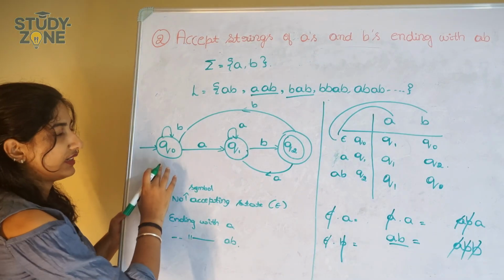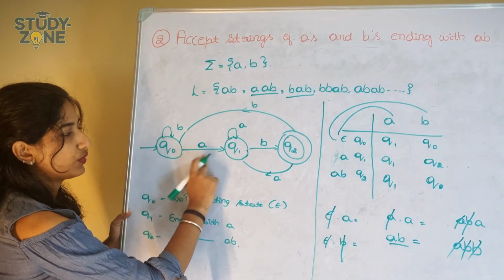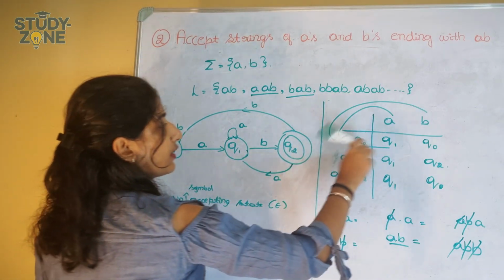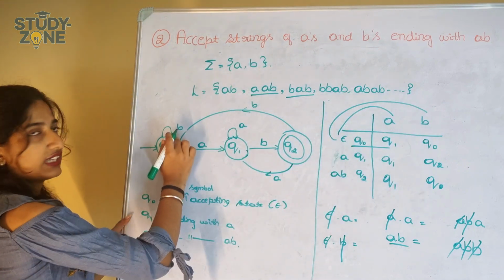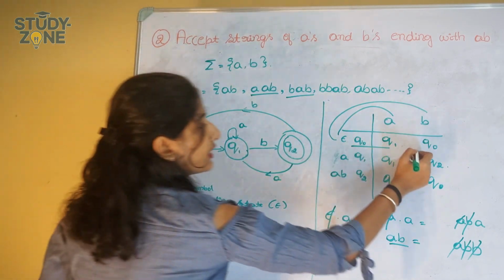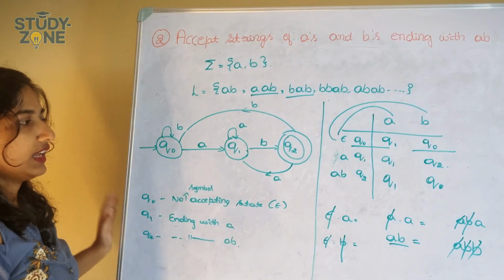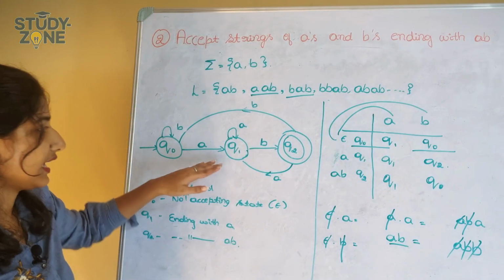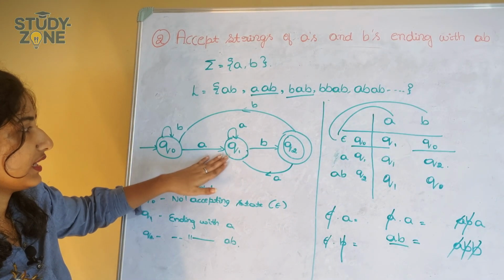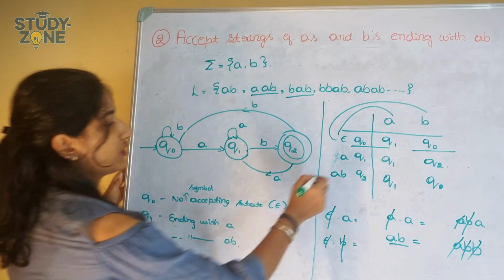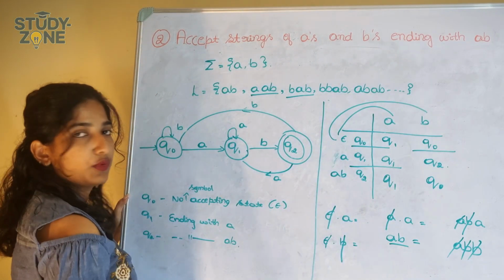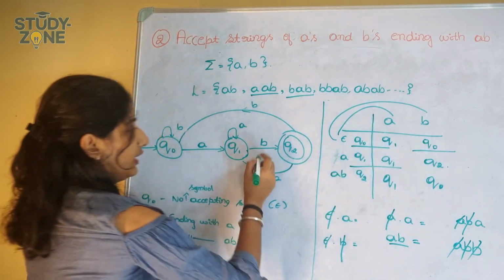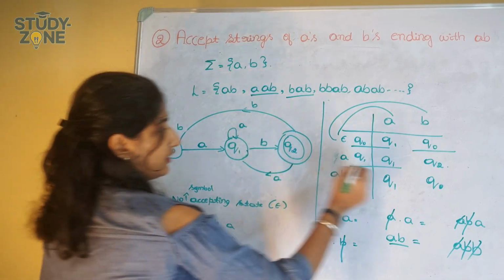So here if we get A on Q0, it is moving to state Q1. It's right. This one is right. If we get B on Q0, it will stay in the same state Q0. Yeah, this is also correct. And then if we get A on Q1, it should stay in the same state. Is it right? Yes, it is in the same state Q1. So this one is also correct. So when we get B on state Q1, it should move to the next state, that is Q2. Yes, it is moving to the next state Q2.